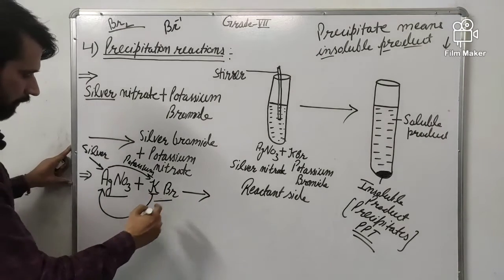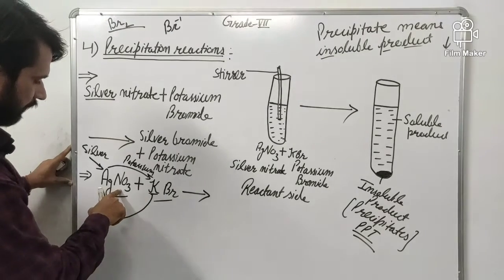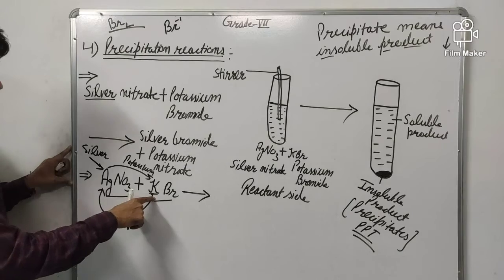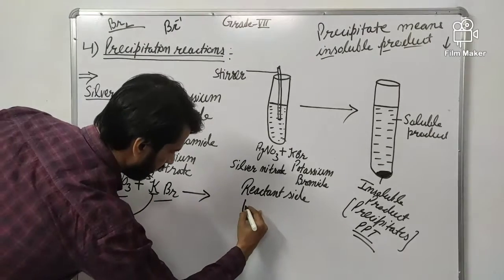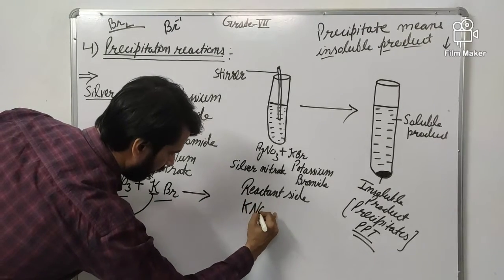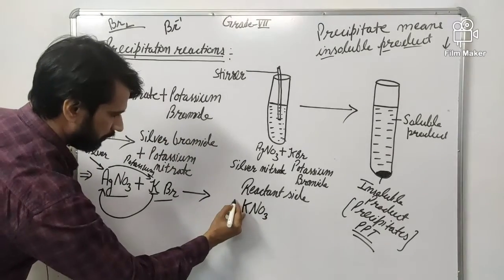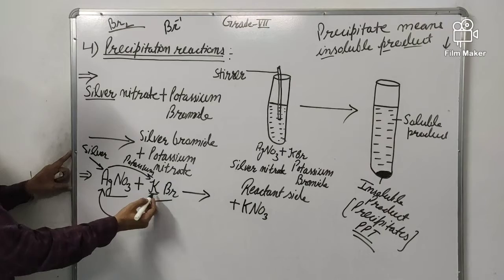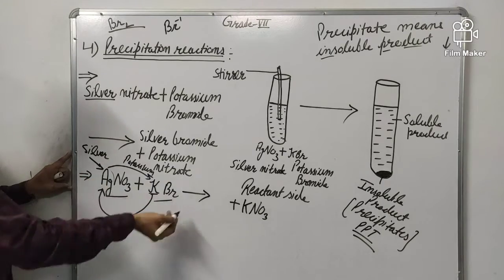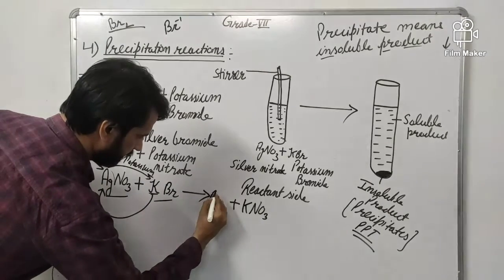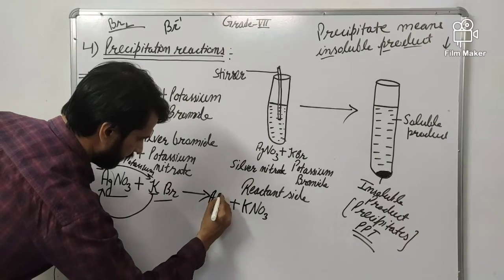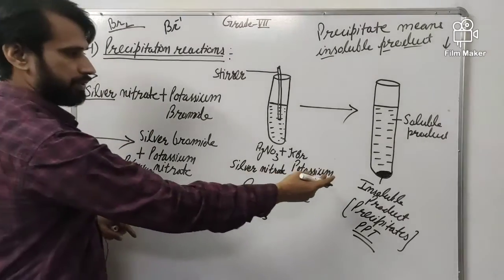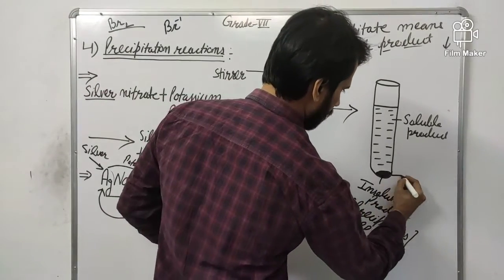What will happen, what are the products? With NO3, in place of Ag what will come? K will come, KNO3. This is the second product, plus the first product. In place of K, this Ag will come, and the first product is AgBr, and this AgBr is actually the insoluble product.